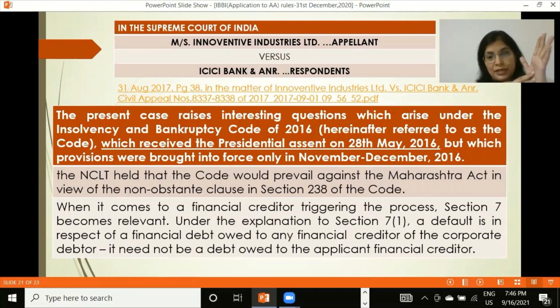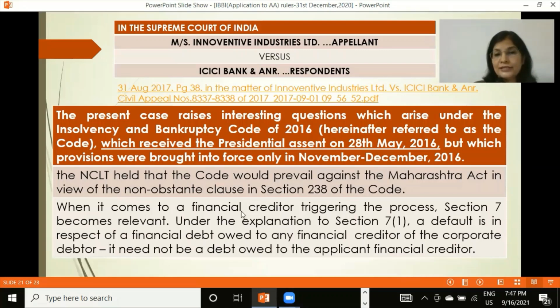This received presidential assent on 28th May 2016, but we know the provisions of the Code came into force only in November and December 2016. NCLT held that the Code would prevail against the Maharashtra Act in view of the non obstante clause in Section 238 of the Code. This is the main decision, which highlighted the importance of Section 238 of the Code, giving it top priority. If there is something contradictory to the IBC Code, then it's the IBC Code that will prevail.